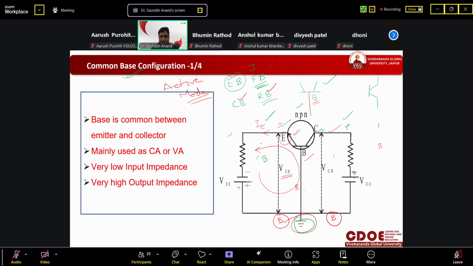And this is positive, this is negative. So current will flow in this direction. So IC will be in this direction. And IB will be in this direction because current is in this direction.